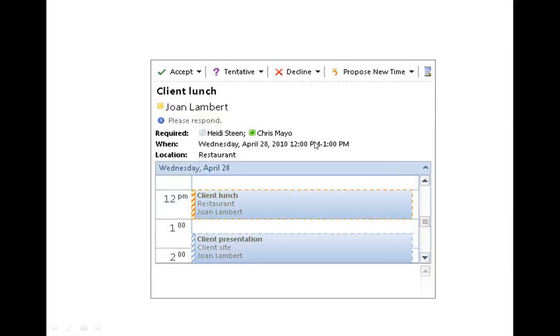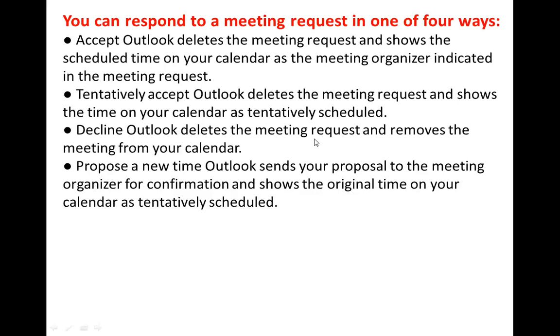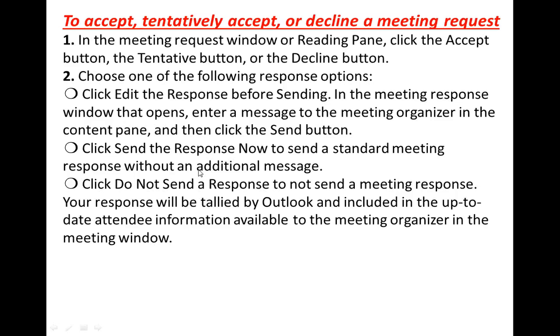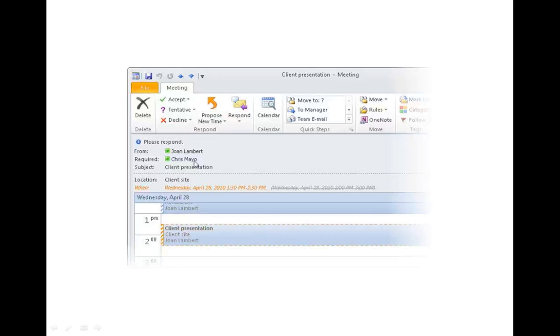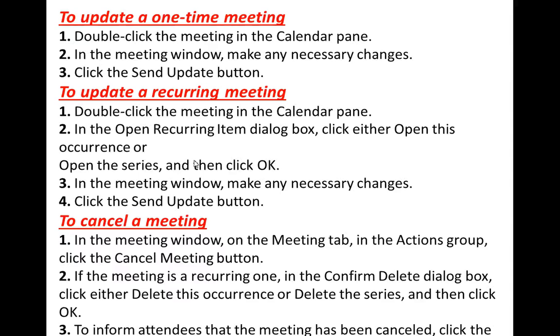Then we also talked about how to respond to a meeting request in one of the following ways: either you can accept, tentatively accept, decline, or propose a new time. Then how to reschedule and cancel meetings: how to update a one-time meeting, how to update a recurring meeting, and how to cancel a meeting.